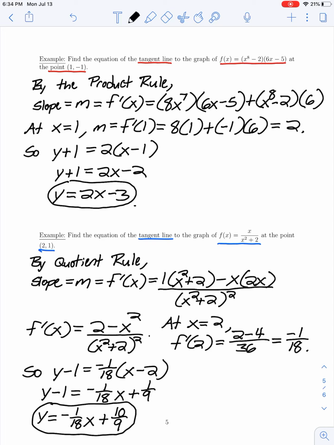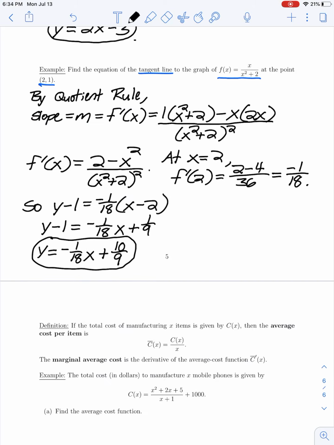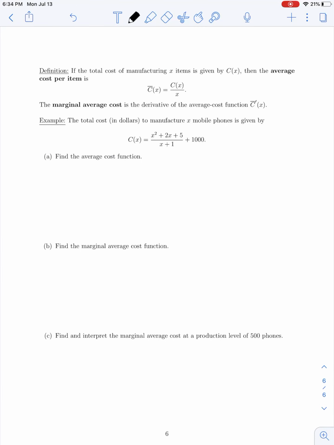All right, so these two examples are similar to problems which we've looked at earlier in chapter 11, where we're finding the equation of the tangent line to a curve at a point, but we can now consider more complicated functions, which are products or quotients of polynomials. So let's look at our last example, an application in business.